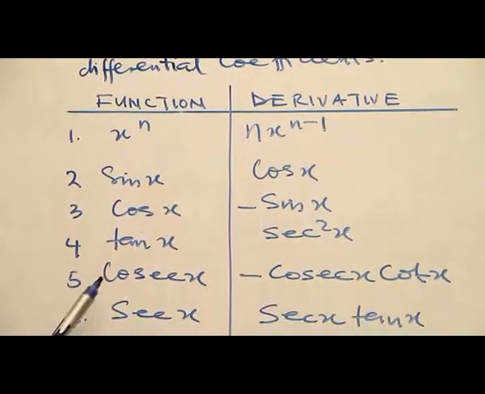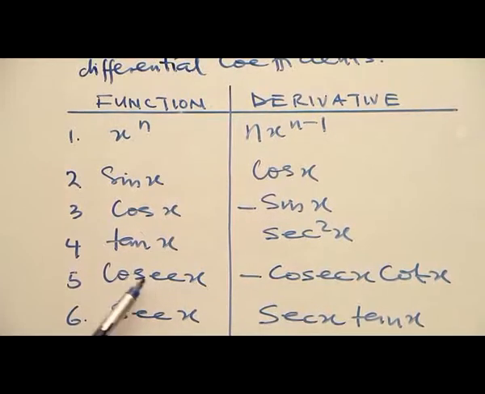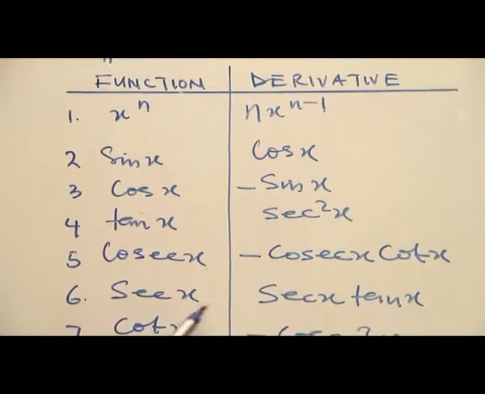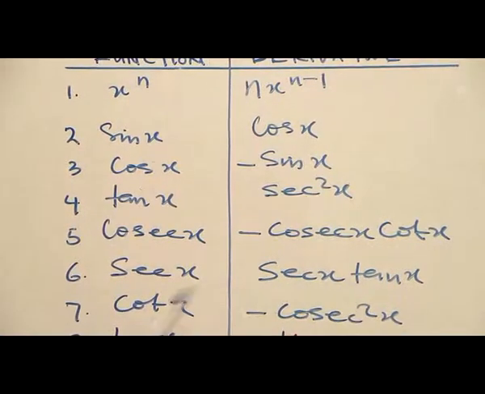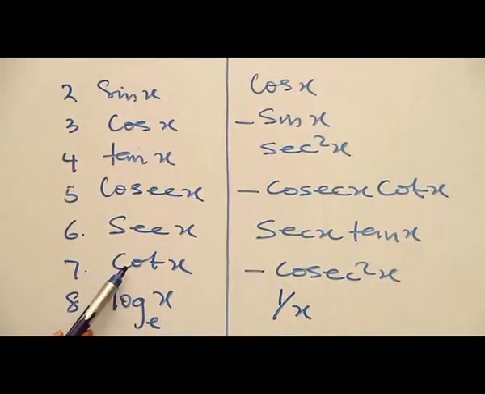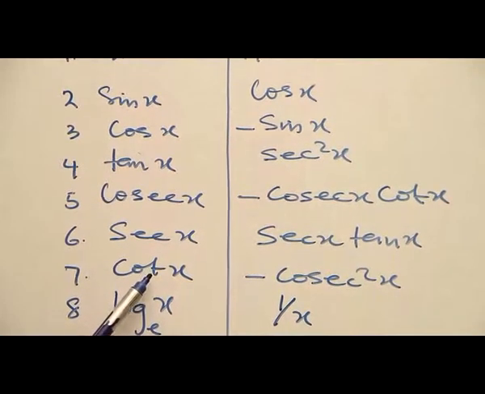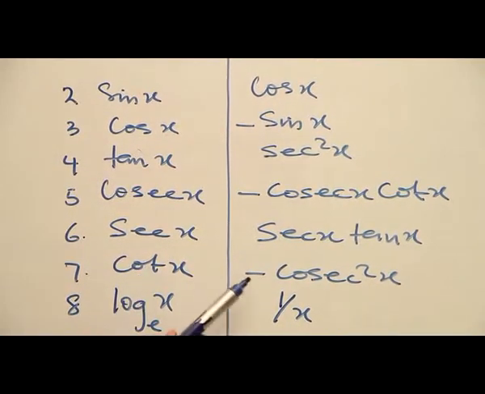Number 5, the derivative of cosec s. Cosec s is the reciprocal of sin s, is minus cosec s cot s. Number 6, the derivative of sec s is sec s tan s. Number 7, the derivative of cot s. Cot s is the reciprocal of tan s, is minus cosec squared s.